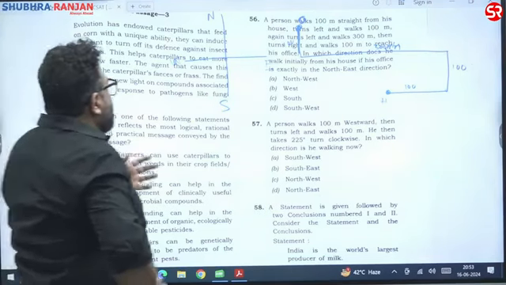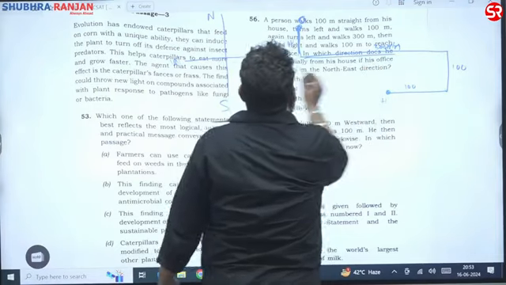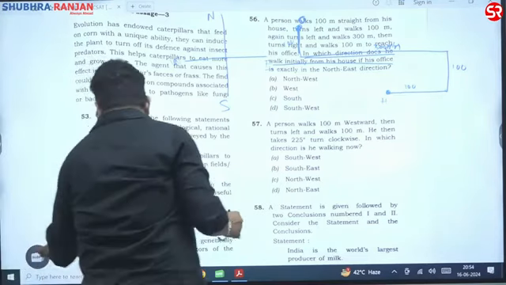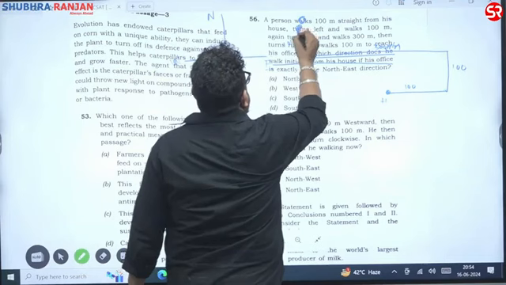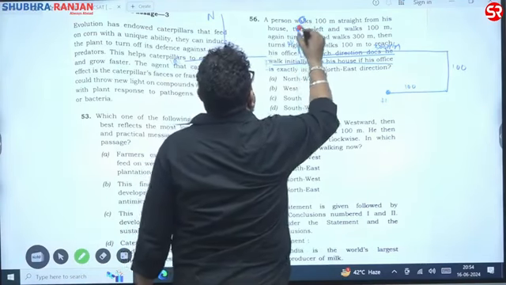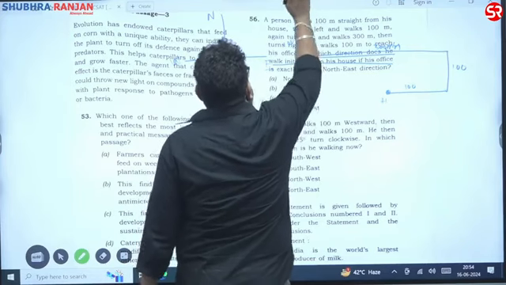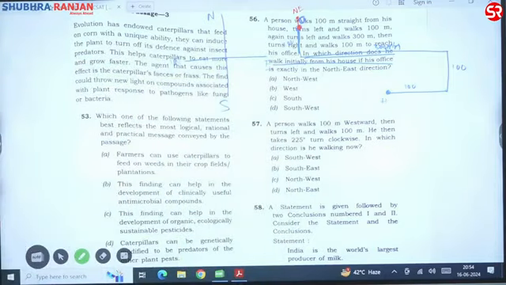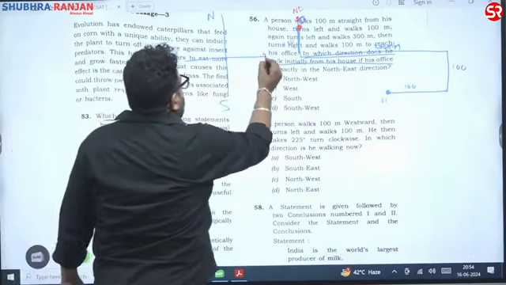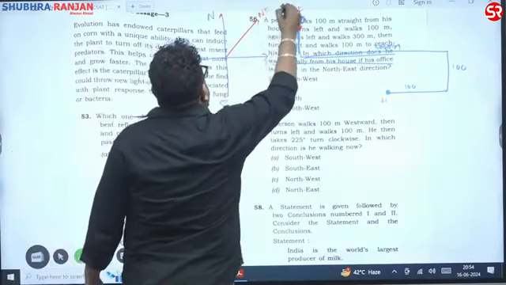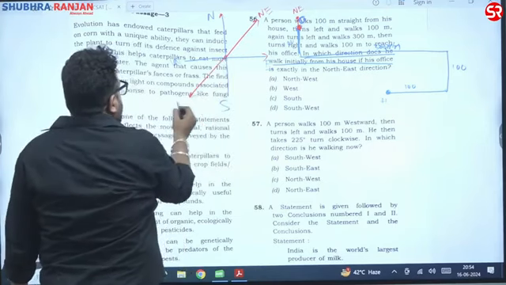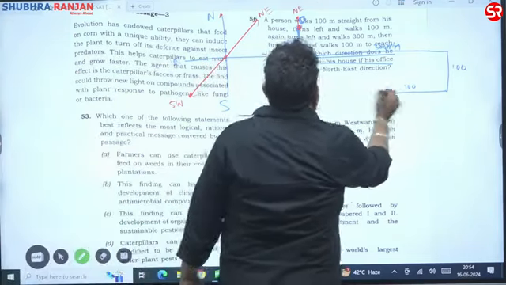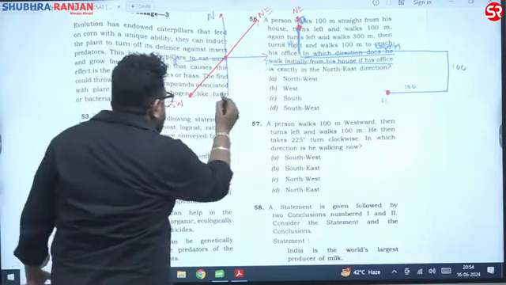So in which direction does he initially walk from his house? Let this be the reference point. This point comes out to be northeast. This is northeast, and on this side is southwest. So if you look at the house direction, I think it is southwest.